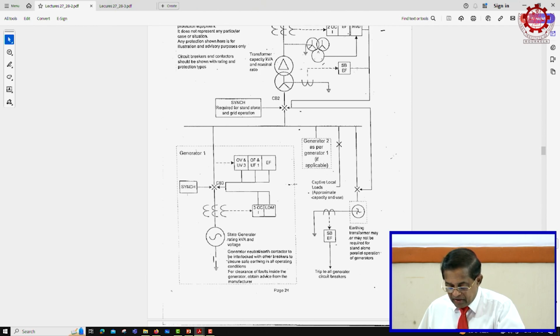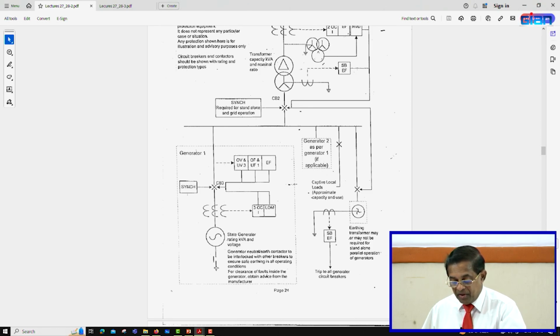I can read it here: generate a neutral earth contactor to be interlocked with other breakers to ensure safe earthing in all operating conditions. For clearance of faults inside the generator, obtain advice from the manufacturer. So, they have given this idea.